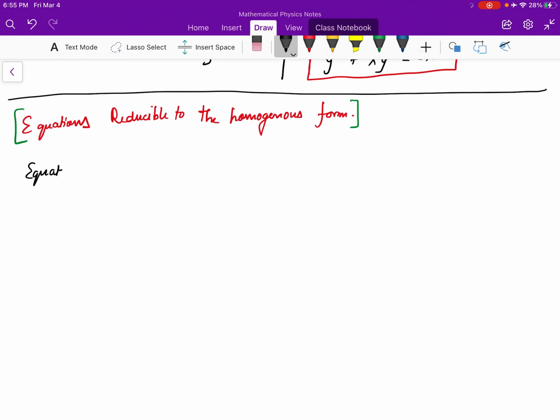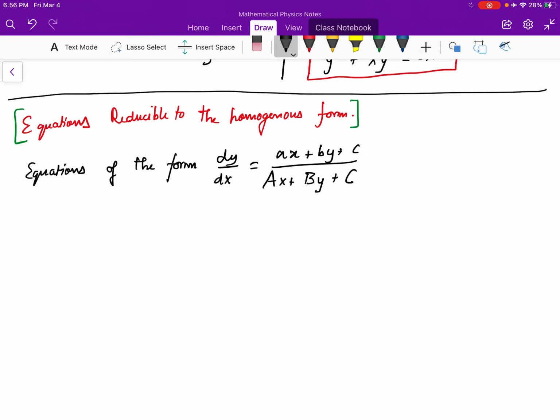So equations of the form dy by dx equal to (small a x plus small b y plus small c) upon (capital A X plus capital B Y plus capital C). Now, these kinds of expressions can be reduced to homogeneous form using the substitutions.